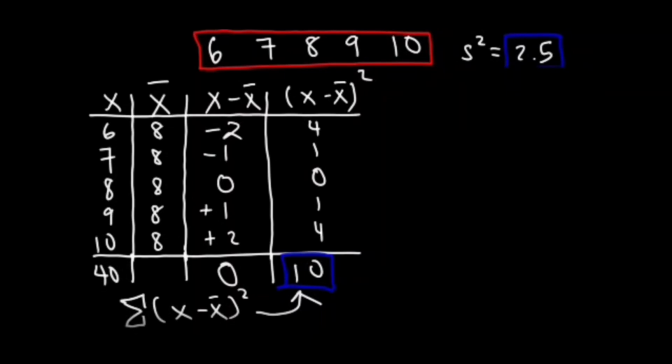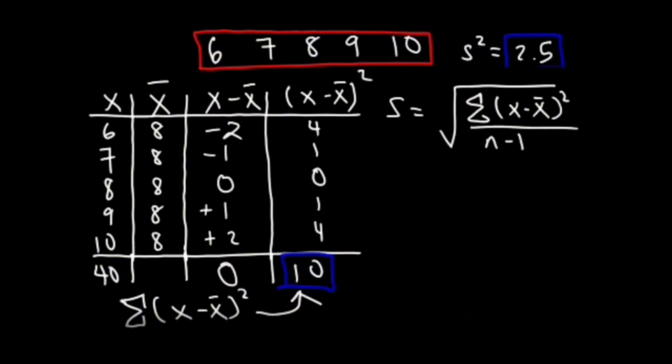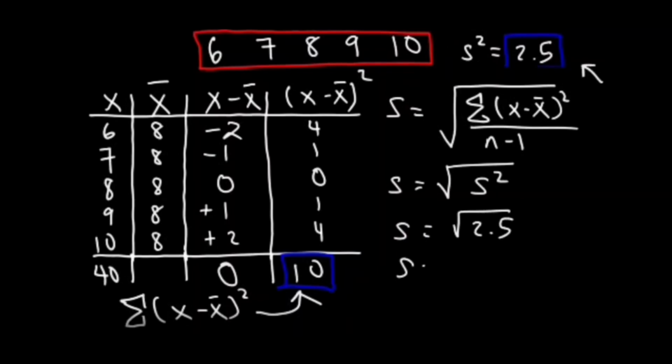Now let's calculate the standard deviation. Here's the formula for the standard deviation. It's the square root of the sum of the squares of the deviations divided by n minus 1. So the standard deviation is basically the square root of the variance, which we already have here. So it's going to be the square root of 2.5, which is approximately 1.581. So now you know how to calculate the standard deviation and the variance of a sample.